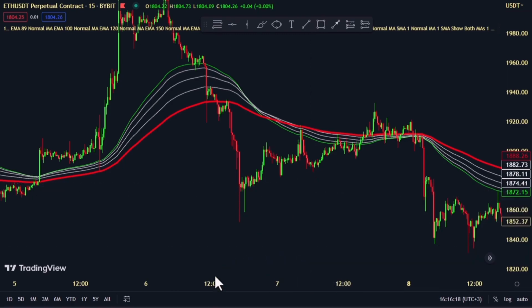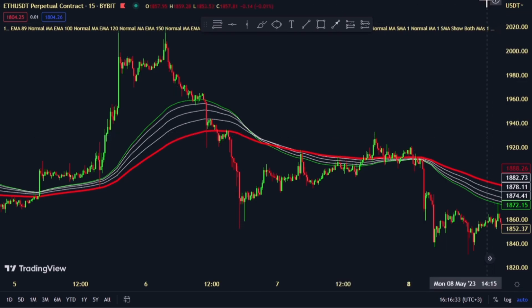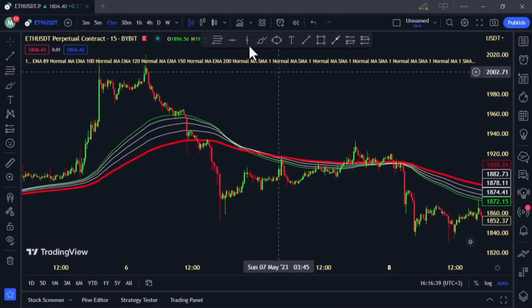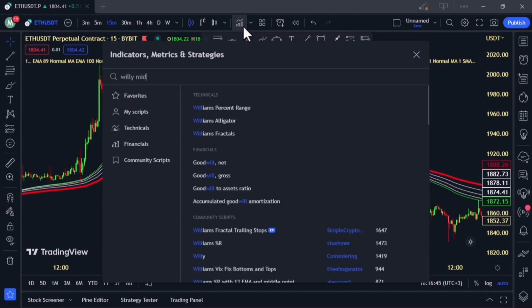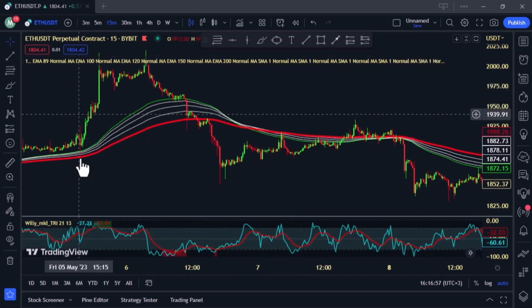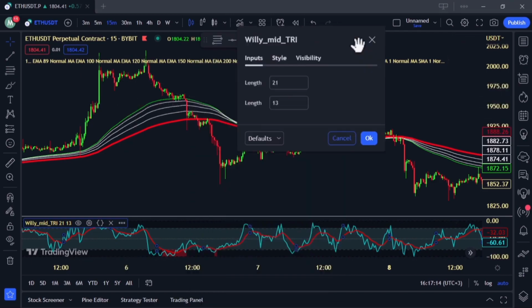This method is so powerful and so accurate, but I highly recommend mixing it with other entry-exit confirmation indicators like RSI, MACD or so. But here, I'm going to choose a slightly better version of those, like stochastic RSI or MACD. It's like a mixture of all, and it's the Williams %R. You're going to search for it, Williams Percent R with 13 EMA and middle point, and I'm going to make it a favorite and bring it on the chart. Then I'm going directly to the settings, and then to the inputs.